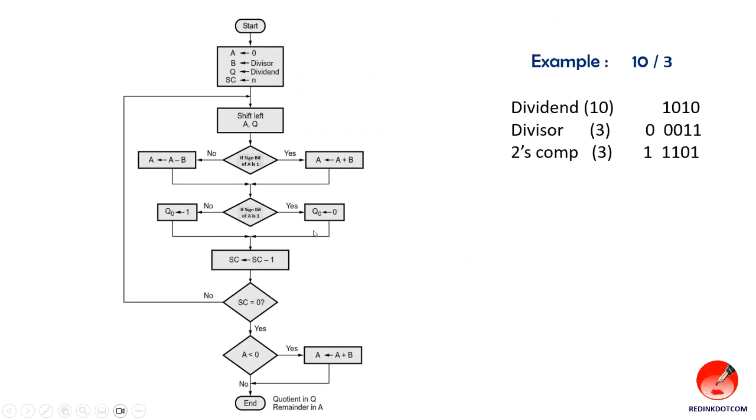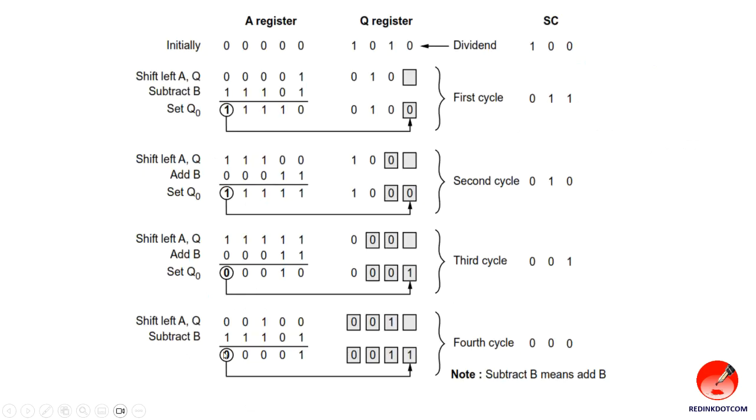So all the operations are over. Finally you check the sign bit of the A register, whether it is negative or positive. If it is negative, you do the restore operation. But in this case, it is 0, and 0 means a positive number, so there is no need to do the restoring operation. So the Q register is the quotient value and the A register contains the remainder value. So we divided 10 by 3. Now the quotient is 3 and the remainder is 1, stored in the Q and A registers respectively. So in this way you have to work out this problem in your examination.